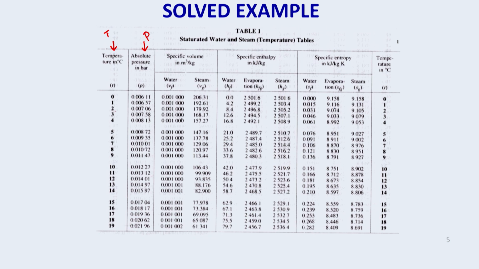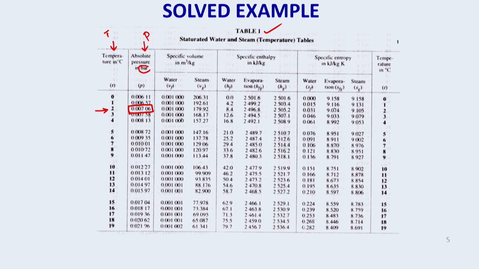So corresponding to 2 degrees centigrade, you have to use table 1 in the steam table, where the first column is temperature and the second column is pressure, and of course specific volume, specific enthalpy, and specific entropy are given in the third, fourth, and fifth columns. So corresponding to 2 degrees centigrade, the pressure is 0.00706 bar.